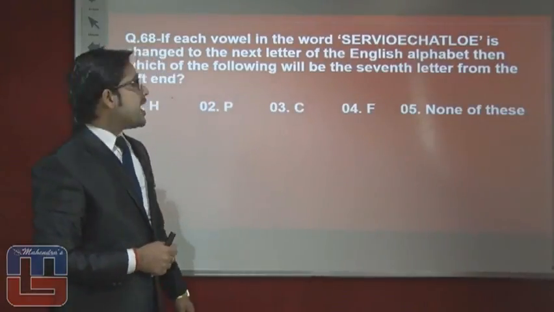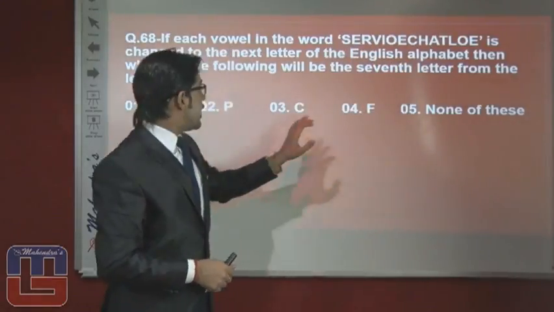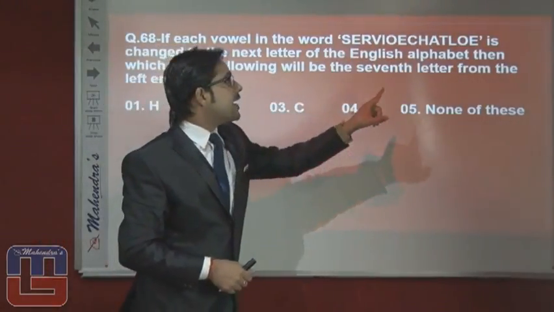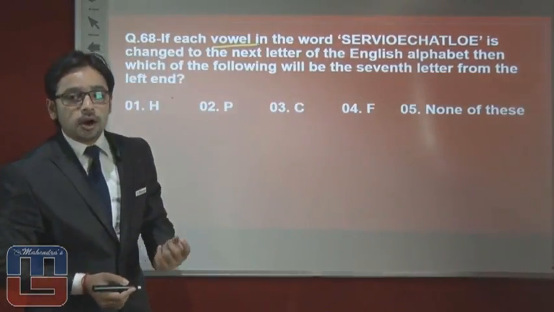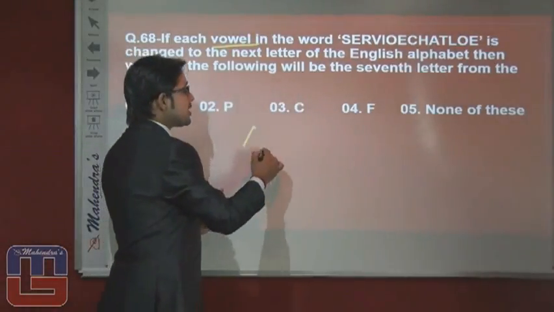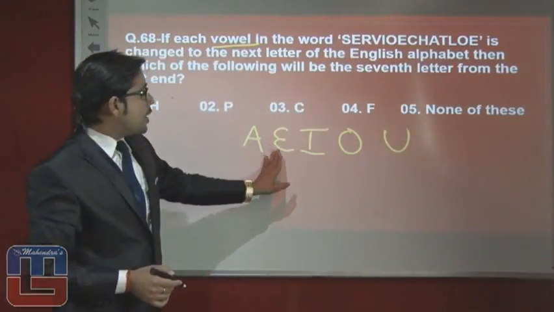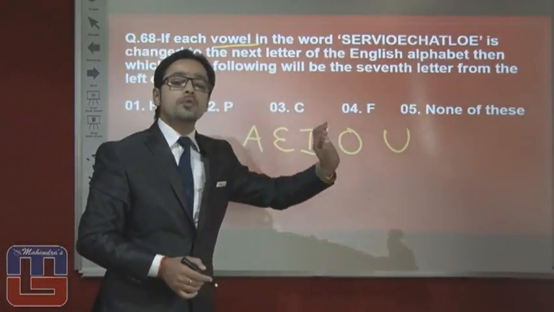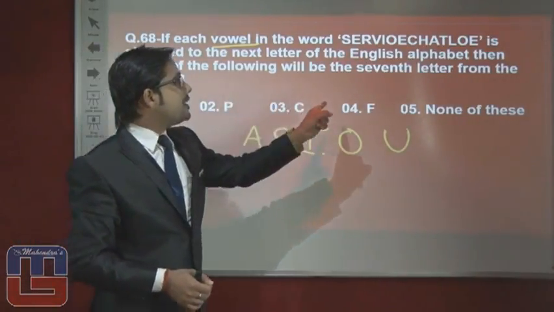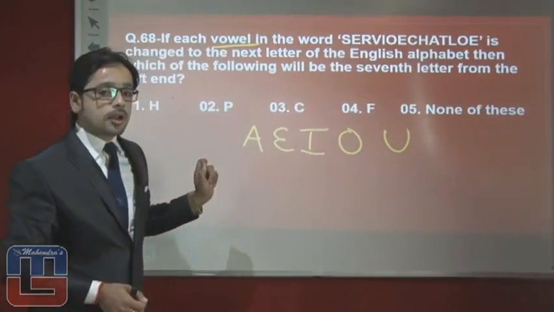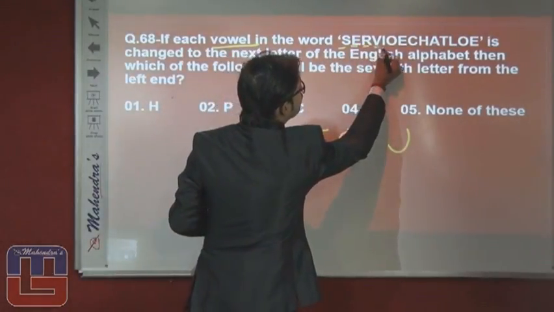In this question, examiner wants to know if each vowel in the word, you can see here the word NAME, is changed to the next letter of the English alphabet. Do remember, vowel is changed to the next letter of the English alphabet. You must be aware of the vowels A, E, I, O, U. You can change A to B, E to F, I to J, O to P, U to V, and then you have to decide which of the following will be 7th from the left corner. Left corner you can count from here: 1st, 2nd, 3rd, 4th, 5th, 6th, 7th.